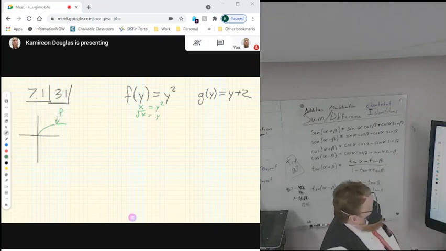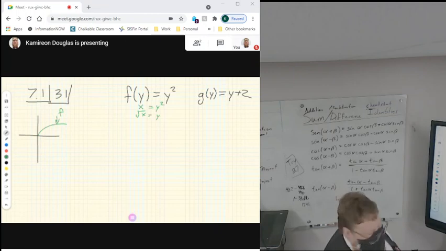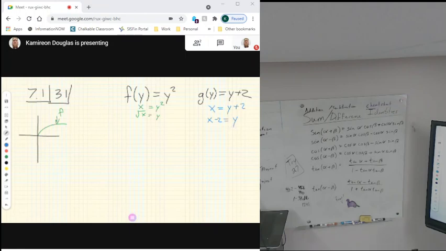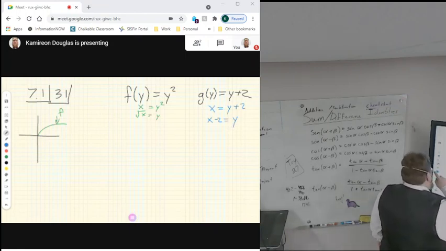Okay. g of y is y plus 2. Again, I do the same trick over here. I turn this into an x this time, and I get x equals y plus 2. To solve for y, I subtract the 2 over. I get x minus 2 equals y. So if I'm sketching this, that's a linear function, move down 2. It proceeds linearly like so.